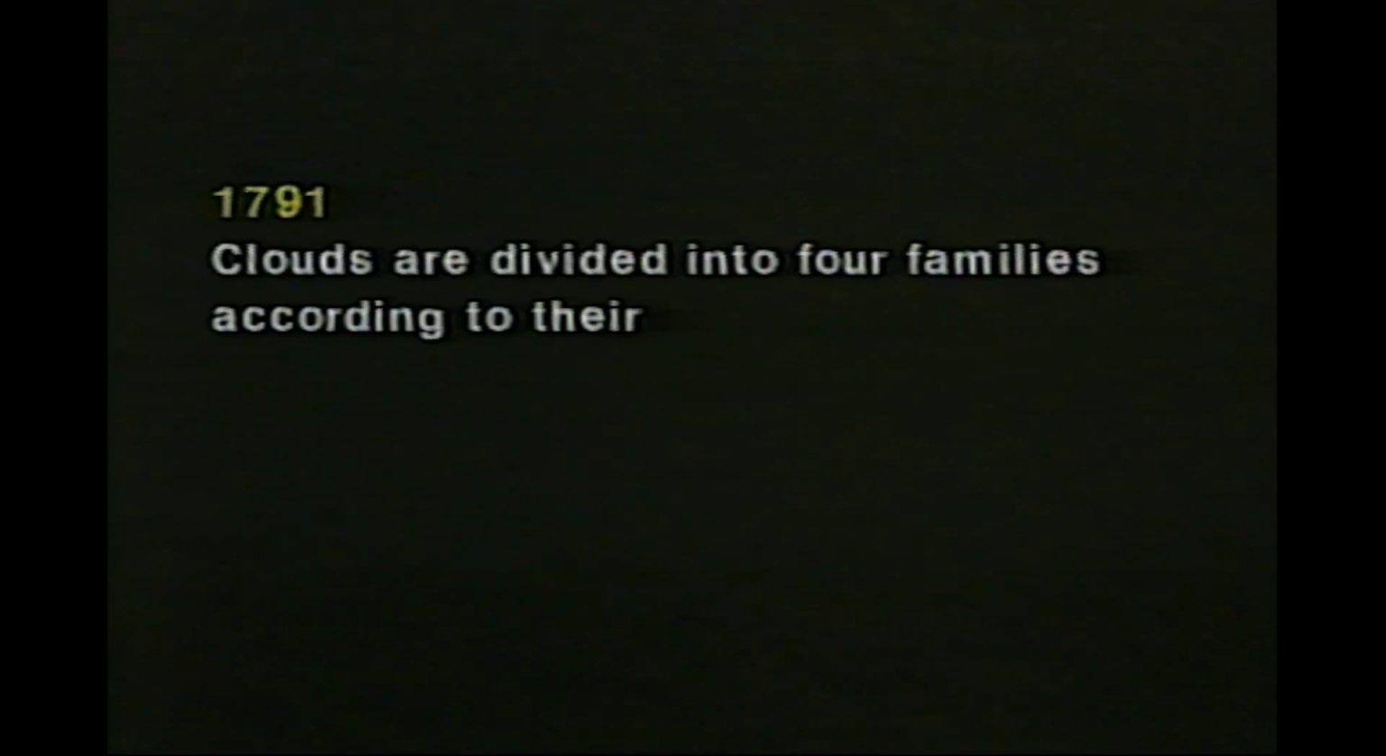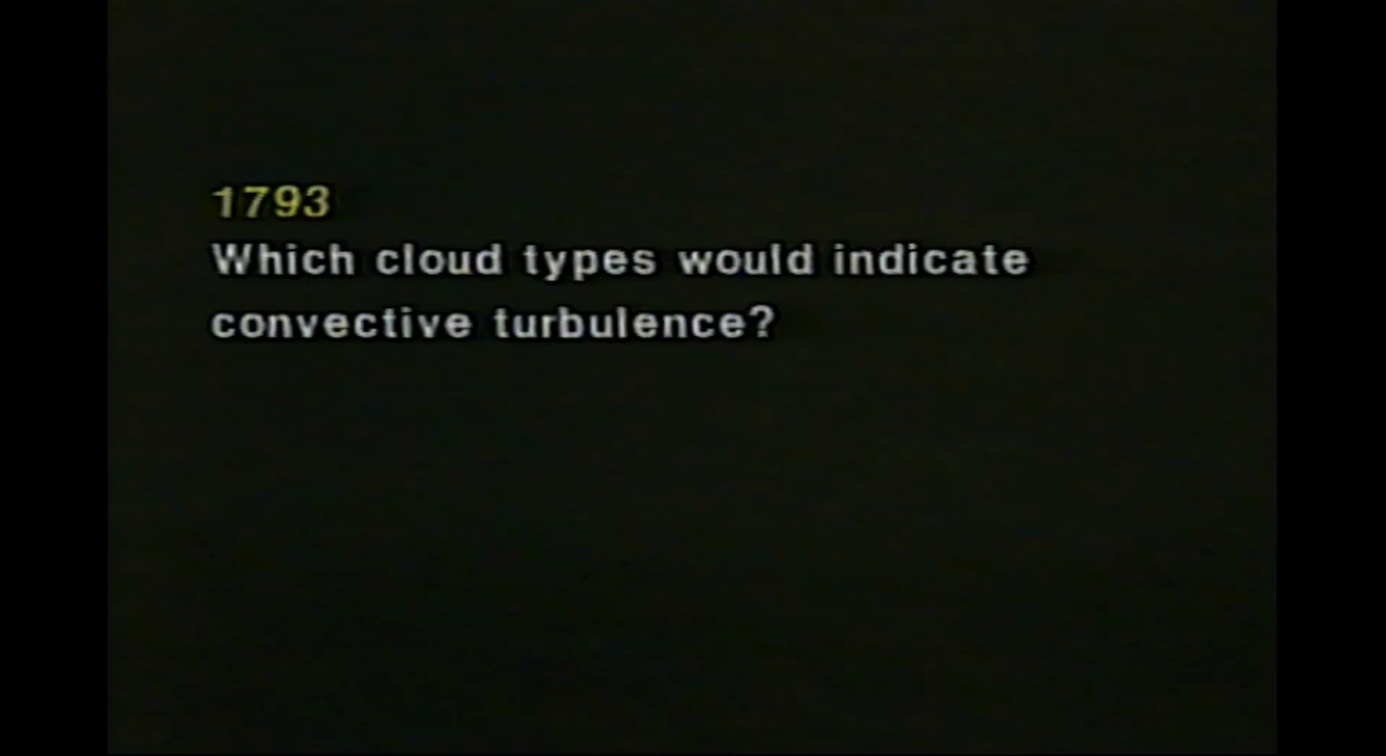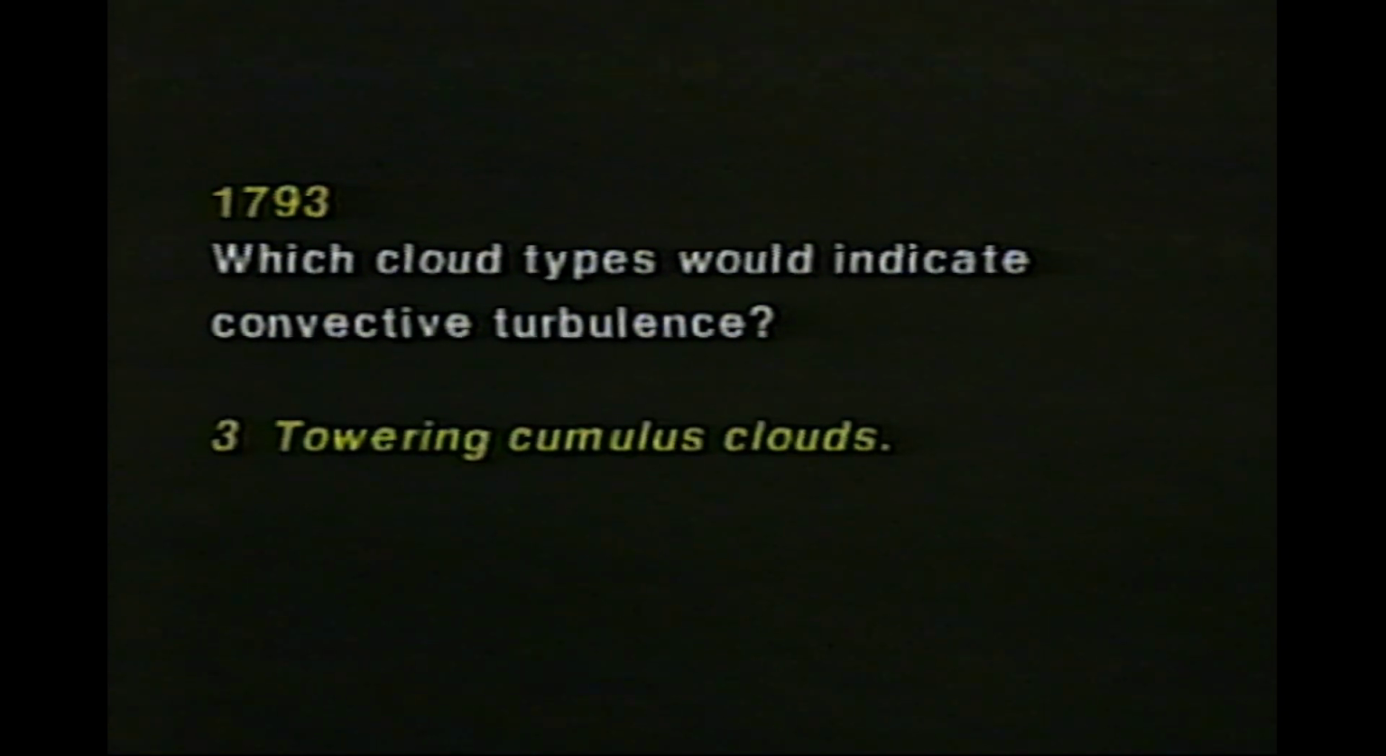Question 791. Clouds are divided into 4 families according to their? According to their height range, answer number 3. Question 792. Which clouds have the greatest turbulence? Well, it's answer 2, the cumulonimbus, CBs or thunderstorms. Question 793. Which cloud types would indicate convective turbulence? Answer 3, towering cumulus clouds.